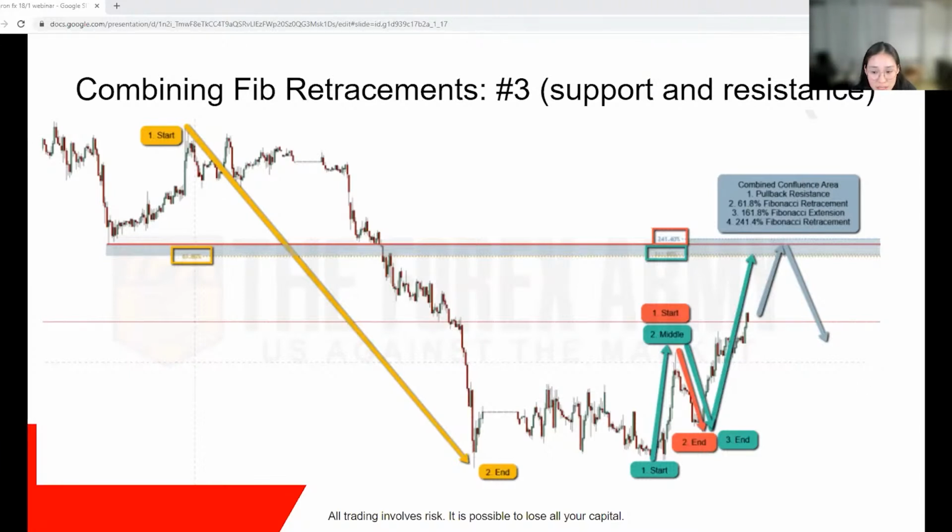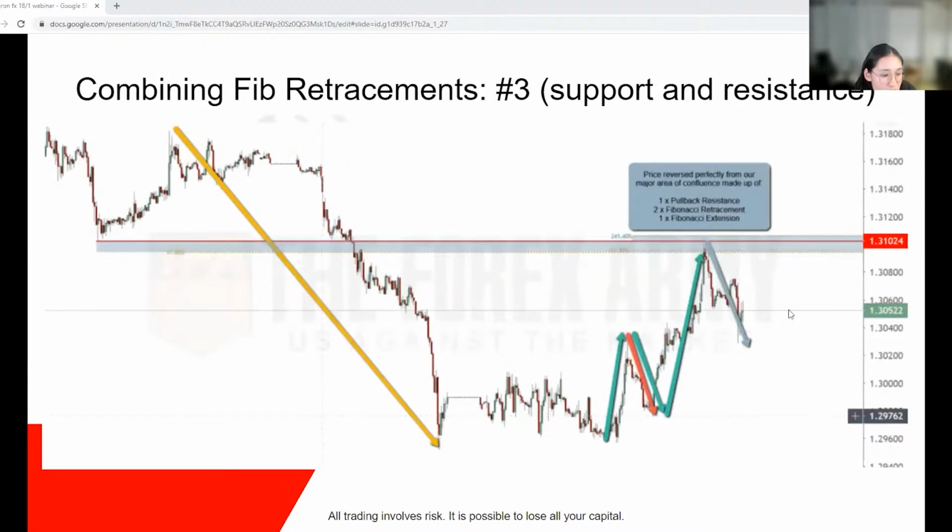Okay, let's see how this played out. So you can see price reversed off of this area, and it reversed right as it hit the confluence area. So because this area is so strong, and you can tell based off of the Fibonacci retracements lining up, as well as the pullback resistance, any support and resistance levels that line up with the Fibonacci retracements should give you a very high probability reversal zone.